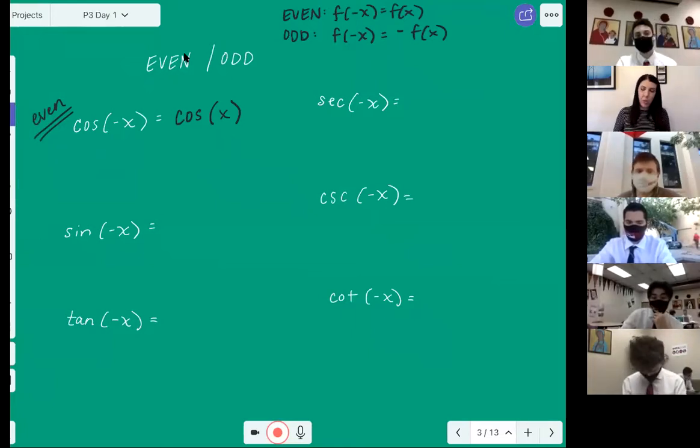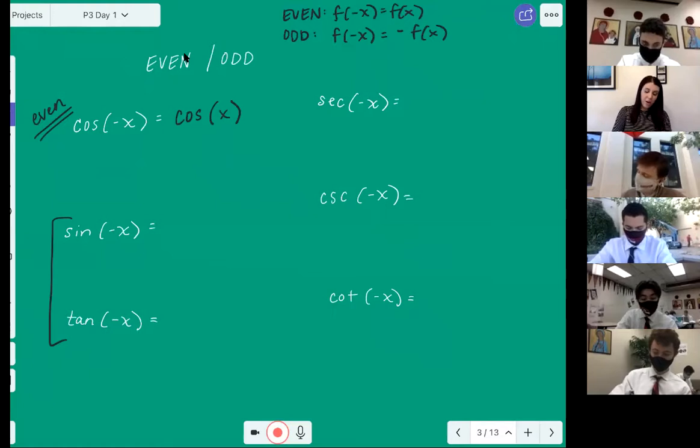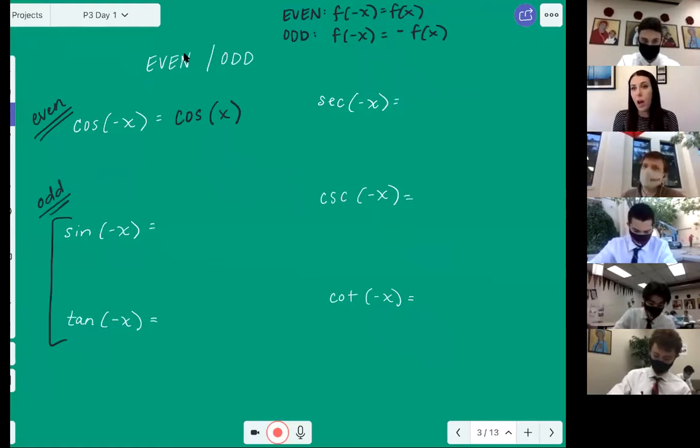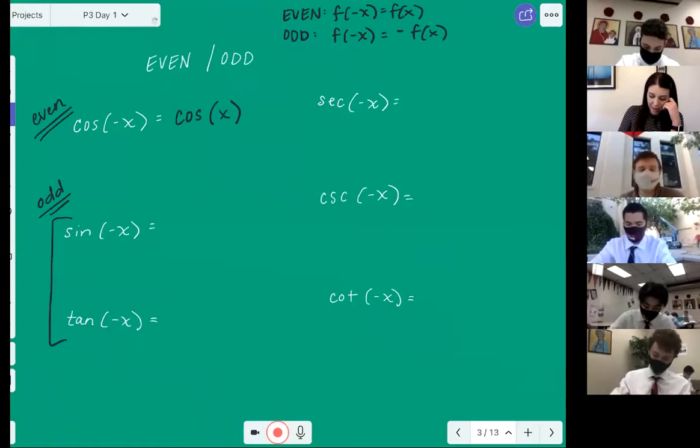Sine and tangent went together when we were talking about inverse trig, right? They have the same restrictions. Sine and tangent go together a lot, actually. These are both odd functions. So they have the same restrictions, and they're both odd. Meaning, if I have sine of negative x, what do you think I would get since it's odd? Negative sine of x, exactly right. So I would get a negative sine of x.